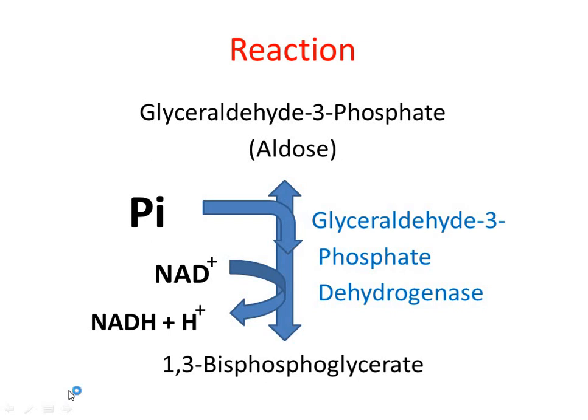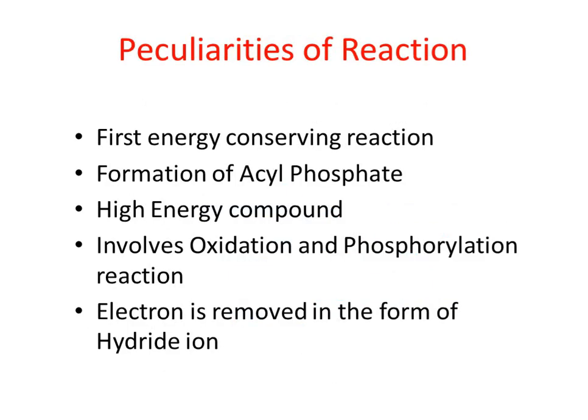Here the cofactor NAD is used. Whenever there is involvement of NAD, FAD, FADH or NADH, the name of the enzyme ends with dehydrogenase. Here the phosphate group donor is orthophosphate. Now we will see some of the peculiarities of this reaction.